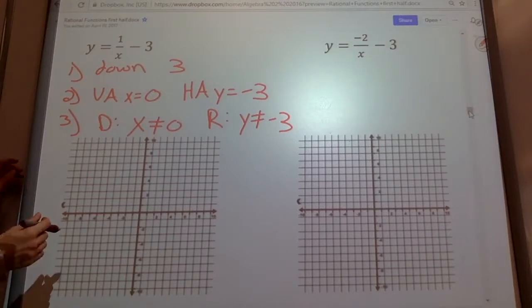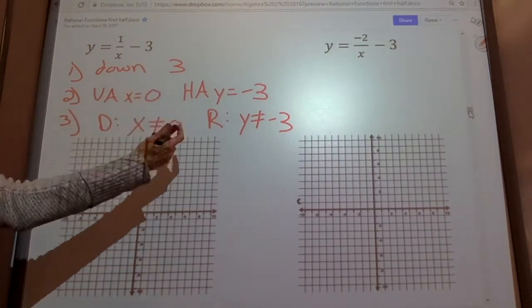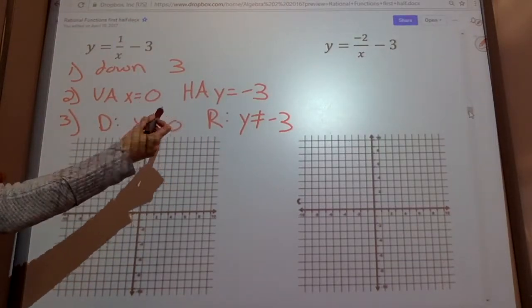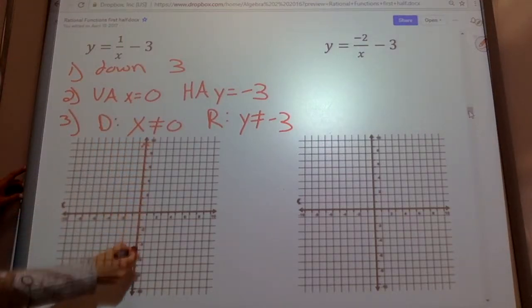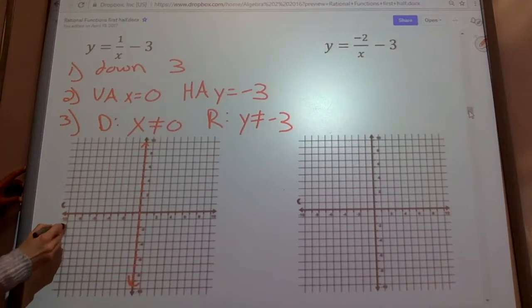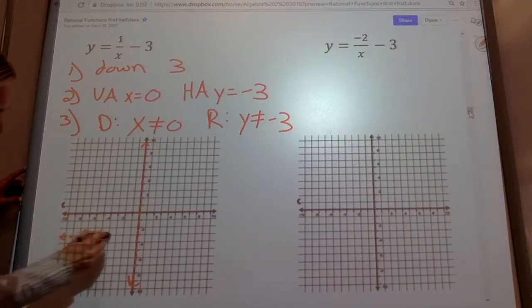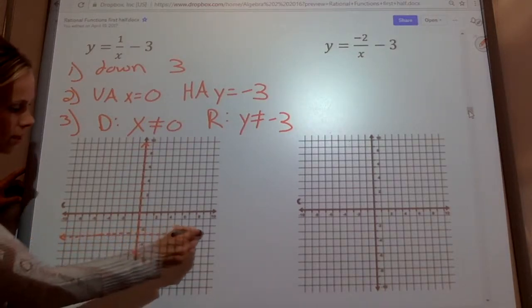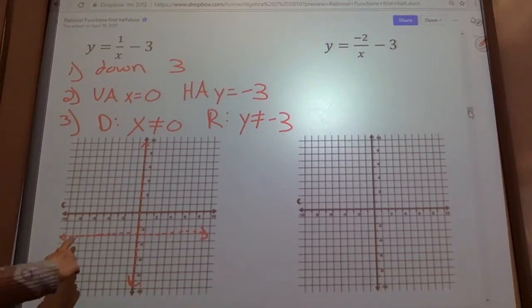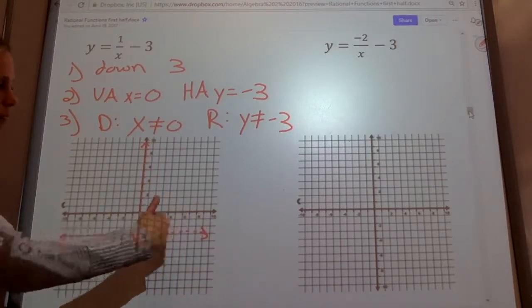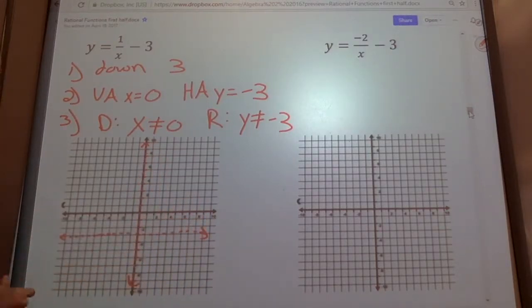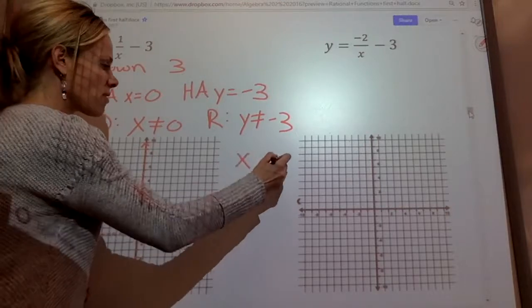So to graph this, the best thing to do first is sketch in your asymptotes. So I would sketch in x equals 0, y equals -3. We kind of have an idea. I'm going to have a C curve here in quadrant 3 and a C curve here in quadrant 1. Okay, but let's find some points to graph.